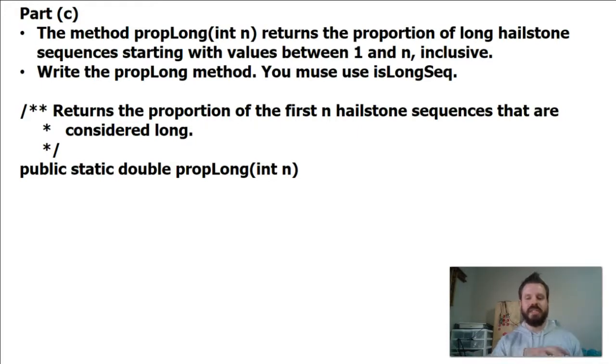So again, each of these questions build off each other. Part B, use the method from part A. Part C, use the method from part B. Even if part A doesn't work, you can still use it and get full credit in this part, if you use the notation for calling it correctly.